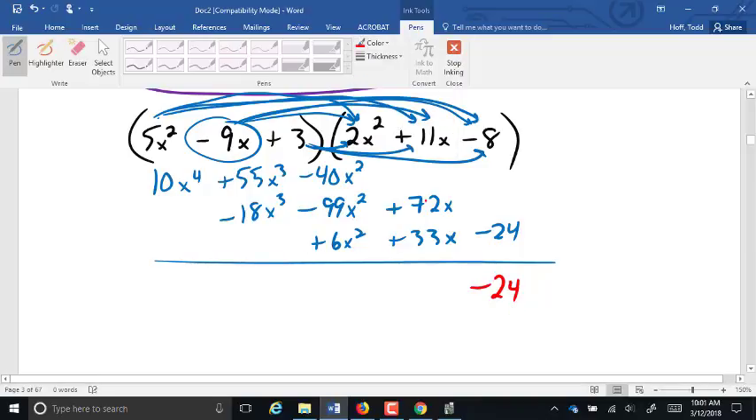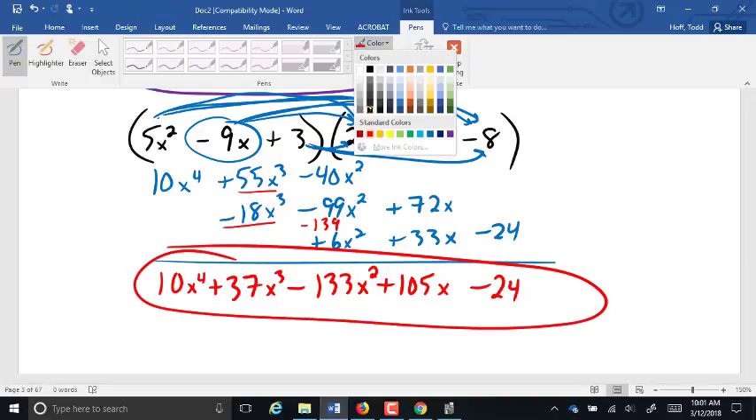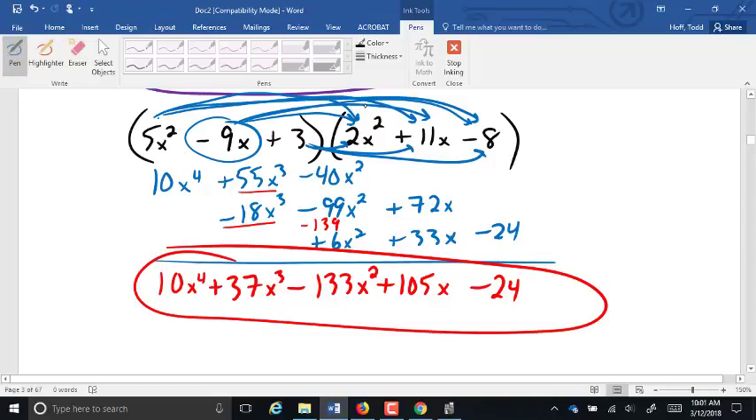Negative 24 is by itself. 72x and 33x is positive 105x. Now we've got negative 40 and negative 99 is a negative 139. Plus 6 is negative 133x squared. 55x to the 3rd and a negative 18x to the 3rd is a positive 37. Good. x to the 3rd. And then the 10x to the 4th. We're not going to go any more difficult than that.